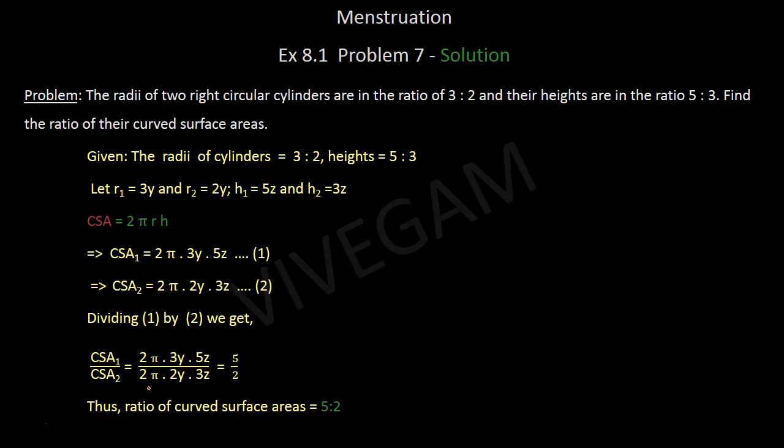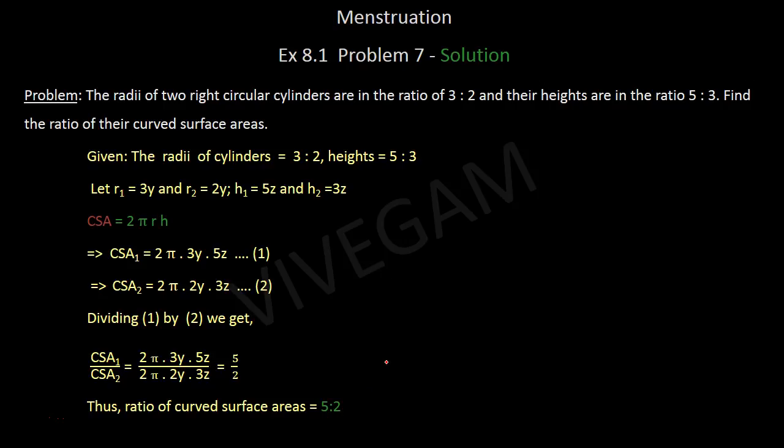Now if you look at this equation, the 2 pi will get cancelled, y and y will get cancelled, z and z will get cancelled, and the 3 and 3 will get cancelled. The left out will be only 5 by 2. So that is the ratio of the two curved surface areas. CSA1 by CSA2 equals 5 by 2, or the ratio of the curved surface areas equals 5:2. You can write a ratio as 5:2 or 5 by 2. In fraction form it is 5 by 2, and in ratio form it is 5:2.